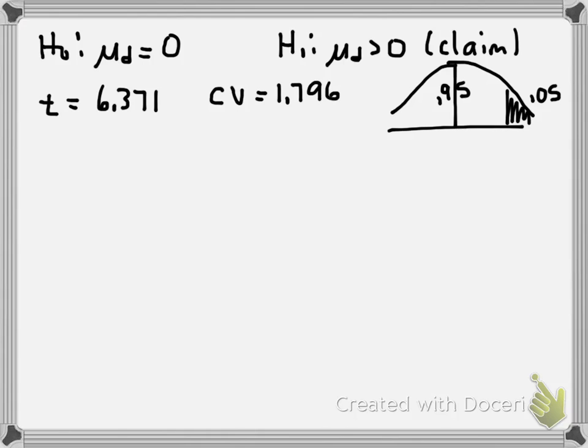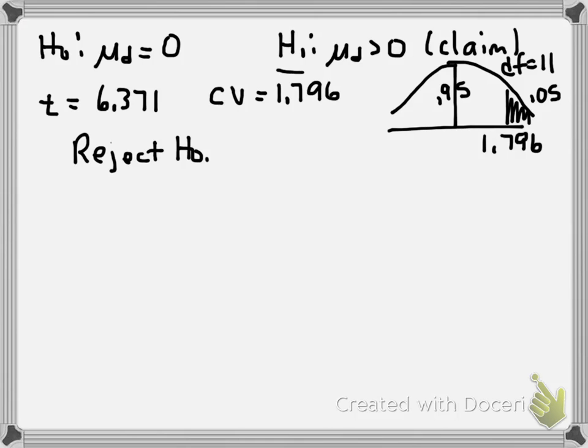There were 12 pairs of data, so the degrees of freedom is 11. So the critical value, 1.796, should be right here. And you can double check that in table A3, and you do get the same number. So the test statistic 6.371 is to the right of the critical value. Since the test statistic is in the critical region, we reject the null hypothesis.